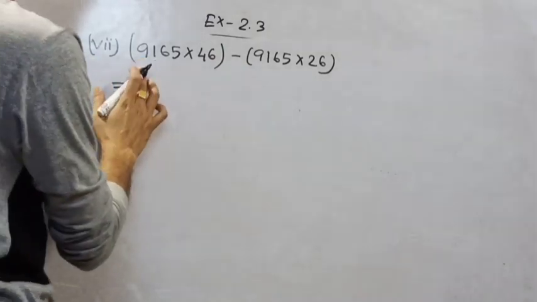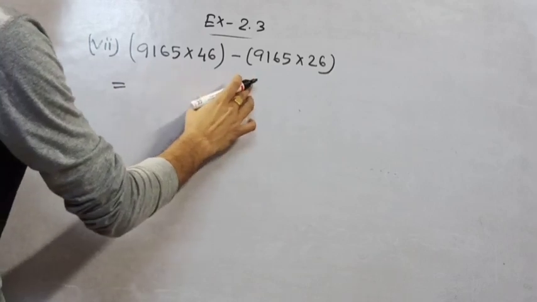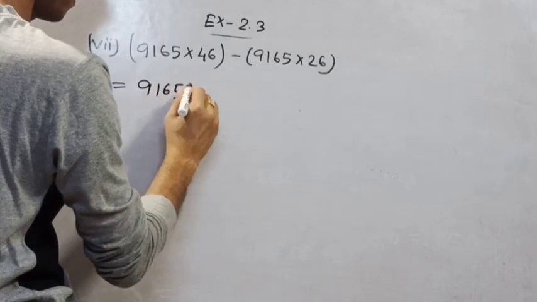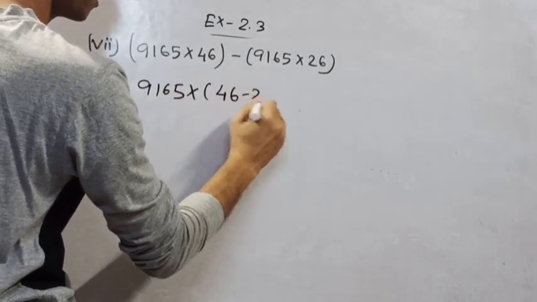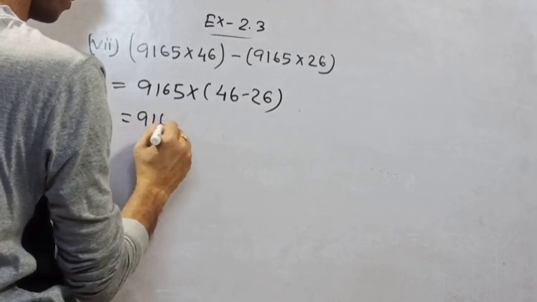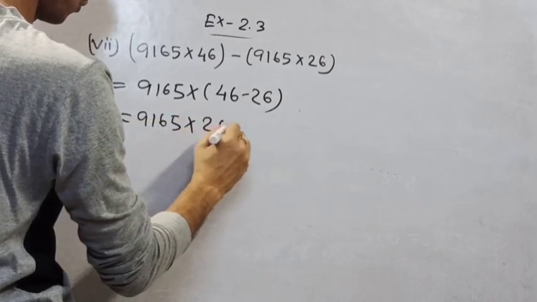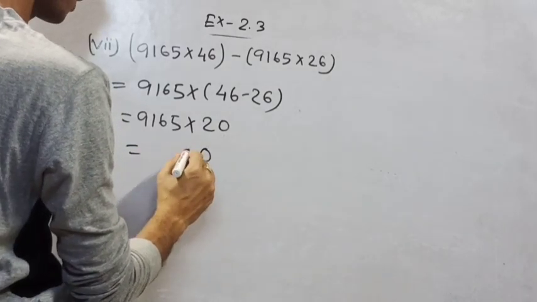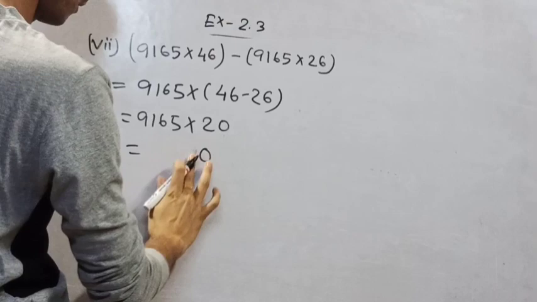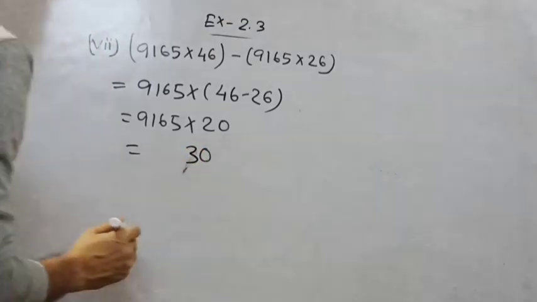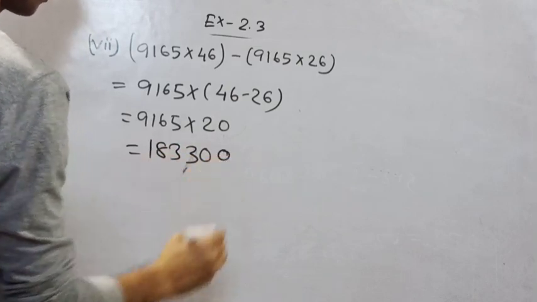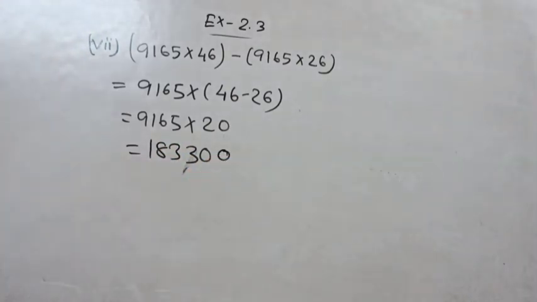Number 7, 9165 into 46 minus 9165 into 26. So 9165, 46 minus 26. So 9165 into 20. So 2 5s are 10, carry 1, 2 6s are 12, 13, 13 carry 1, 2 1s are 2, 3, 2 9s are 18, then 0. 18, 3, 3, 0, 0. That is 183,300.